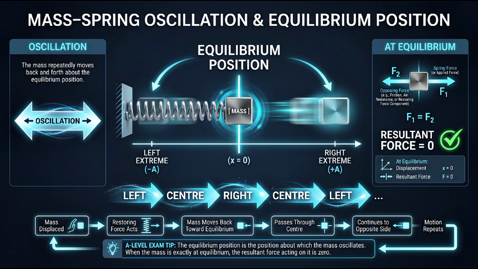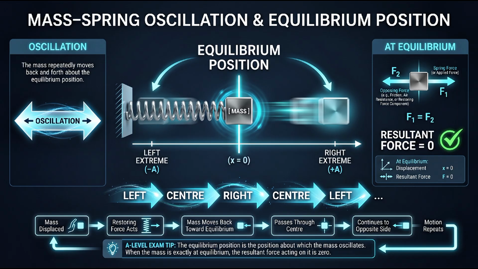This process repeats continuously. One complete oscillation occurs when the mass returns to its original position with the same direction of motion. For example, if the mass starts at the right extreme position, moves through the center to the left extreme, and then returns through the center to the right extreme again, one complete oscillation has occurred.